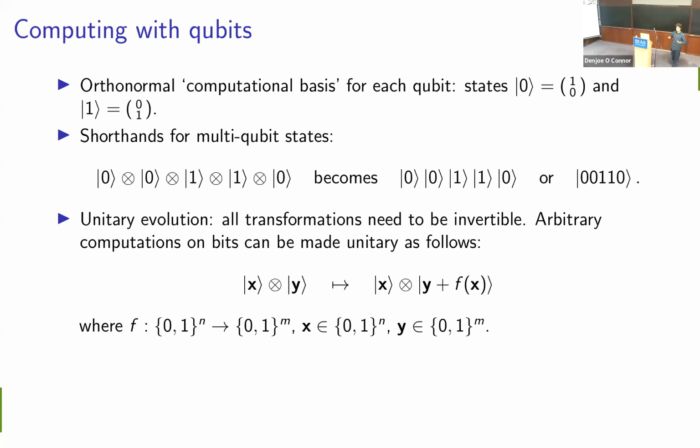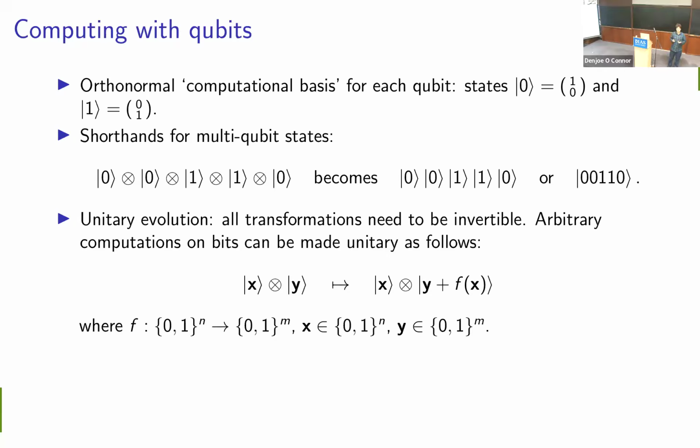And as we said, our transformations on our qubits are all unitary transformations. So in particular, that means that our transformations need to be invertible. That gives us a tricky situation when we want to do computation on qubits where we've previously got an algorithm for a classical computer, because classical computations are not generally invertible. But there's a trick that we can use to make any classical computation into something that's invertible so that we can, in principle, implement it on a quantum computer.